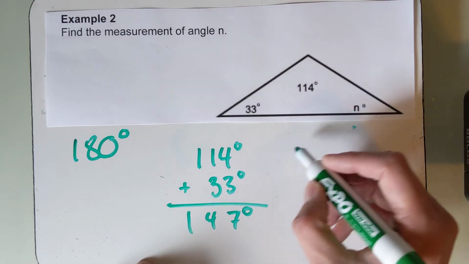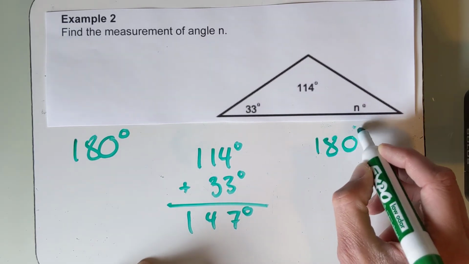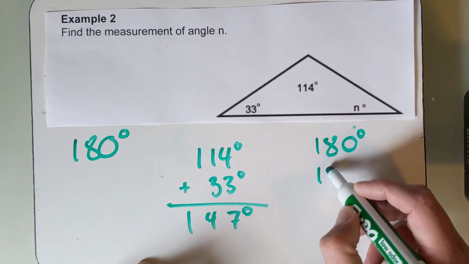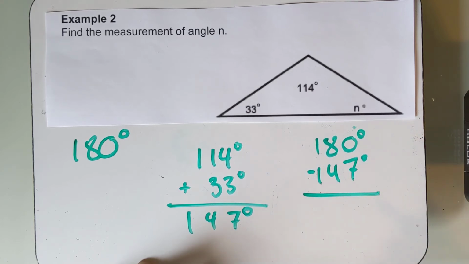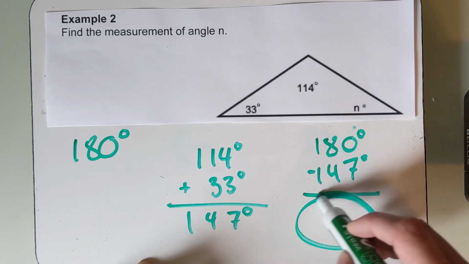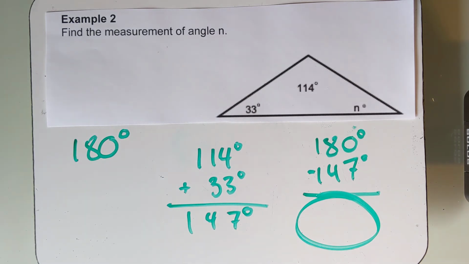So we would take our 180, we subtract 147 degrees, and we just figure out what our answer is. Go ahead and try and solve that on your own for a couple of seconds here. I'm going to wait about 15 seconds for you to try and find that on your own. Go ahead and go.